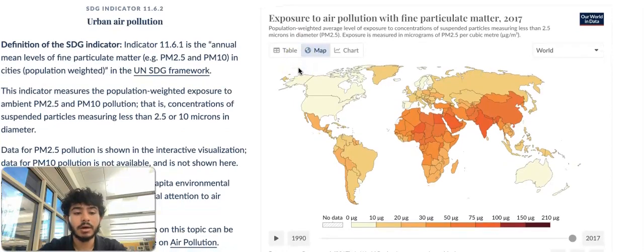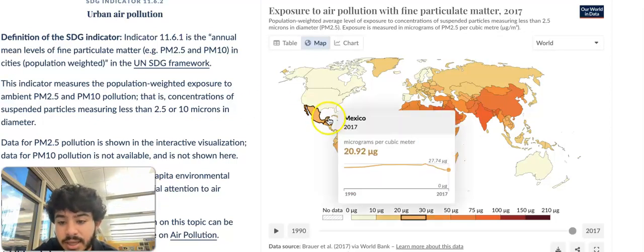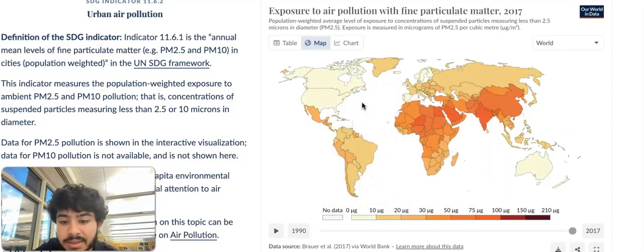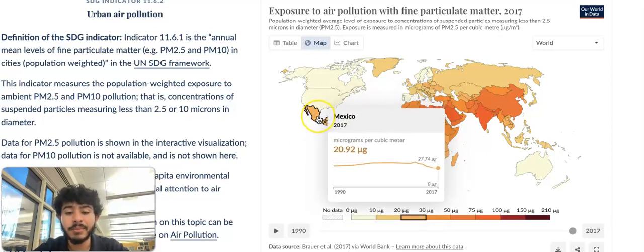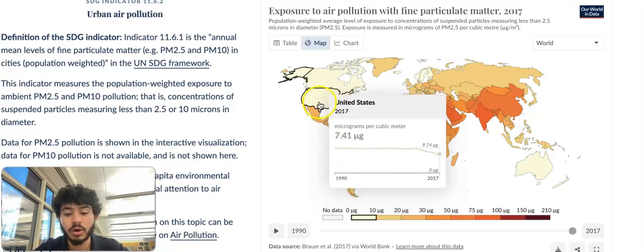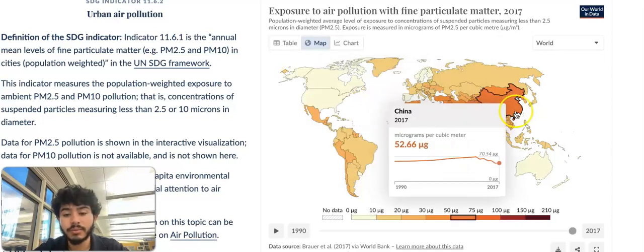Like I said, urban air pollution, specifically exposure to air pollution with fine particulate matter. This was taken in 2017, so it's a little bit outdated, about 5 years. But it gives you a good idea of the exposure to air pollution with fine particulate matter within each country. And obviously you can see that on the western side, it's not really as bad as the eastern side of things. The U.S. has about 7.41 micrograms per cubic meter. Mexico is almost triple that with almost 21. Canada is even lower than the U.S.